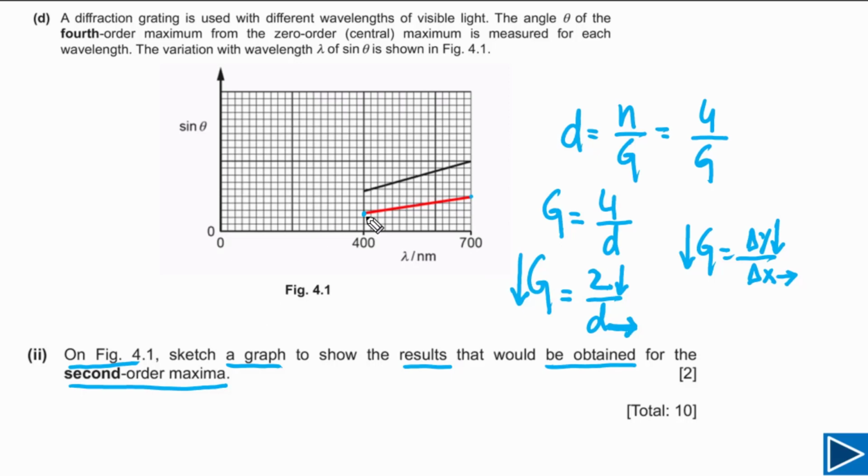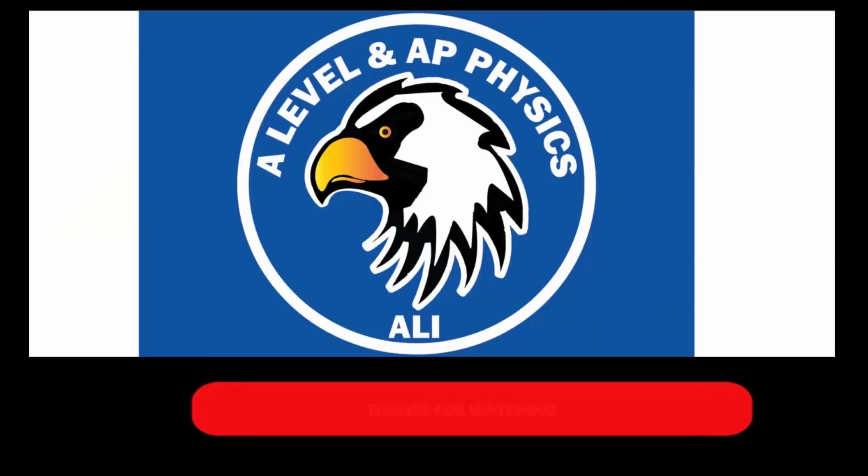So if you have drawn in a proper way, you will get 2 marks. The first mark is for the straight line. If you have drawn the straight line from 400 nanometers to 700 nanometers, you will get 1 mark. If the gradient of this line is smaller than the gradient of the previous line, you will get the second mark.